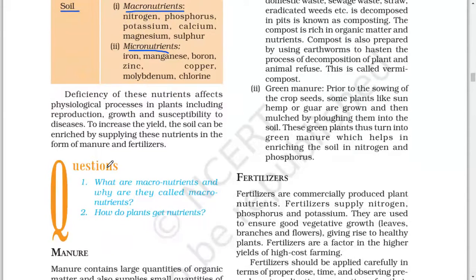Deficiency of these nutrients affects physiological processes in plants including reproduction, growth, and susceptibility to disease. To increase the yield, the soil can be enriched by supplying these nutrients in the form of manure and fertilizer.